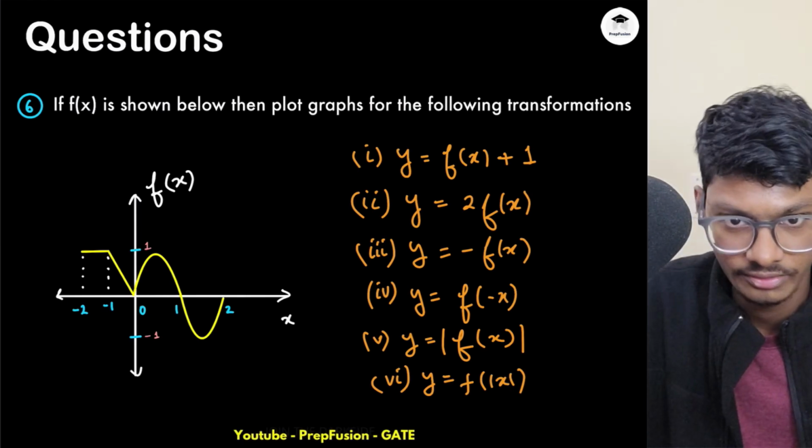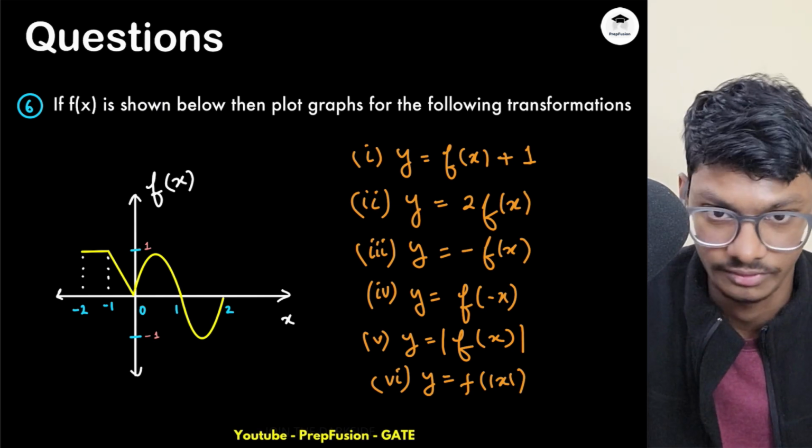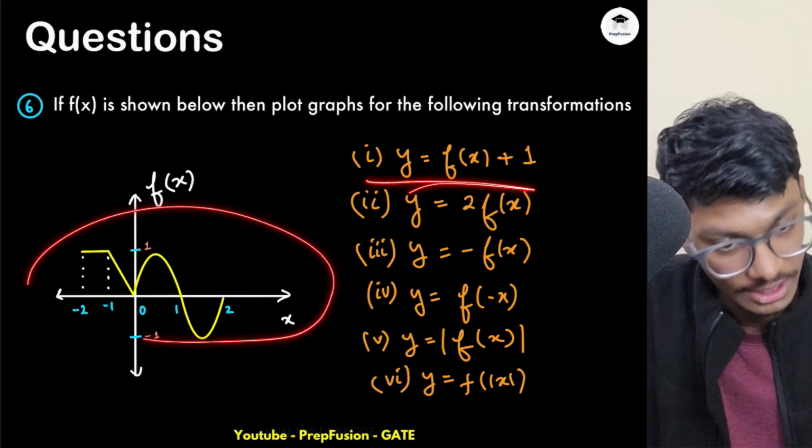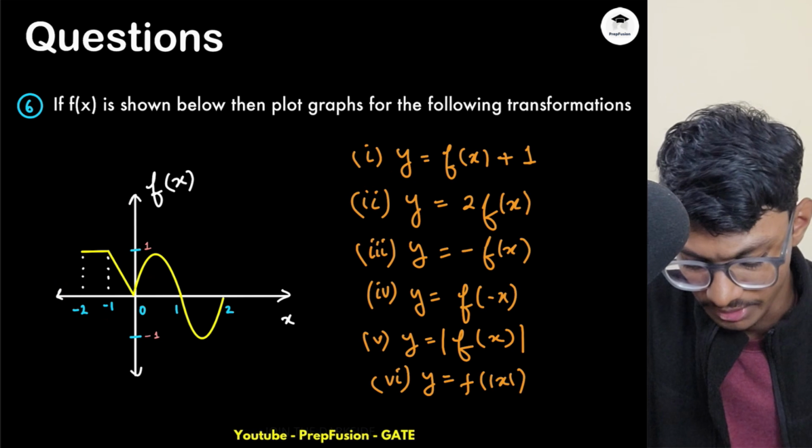Like I have already given you transformations, so this will quickly give you a revision of what transformations we have done. So this is a graph, and the first thing I am doing is adding 1 to this graph. What will happen? This will basically shift up.